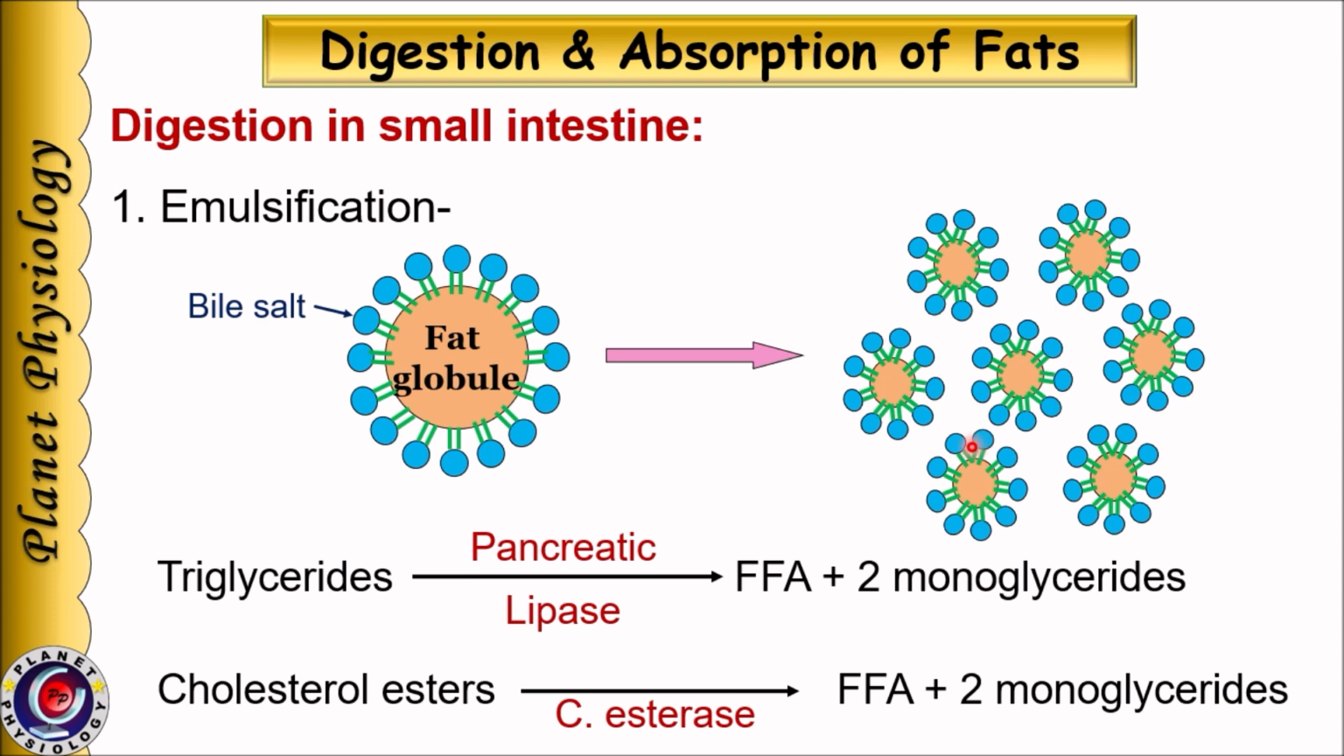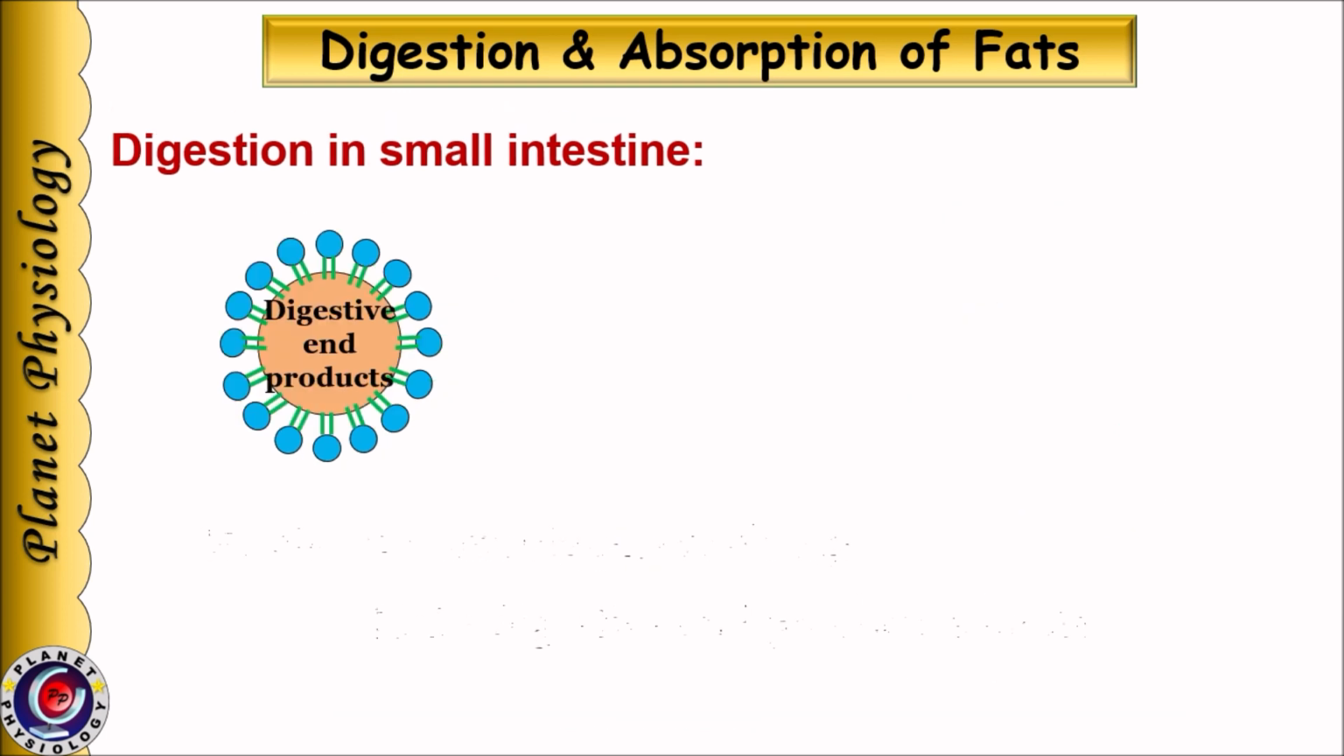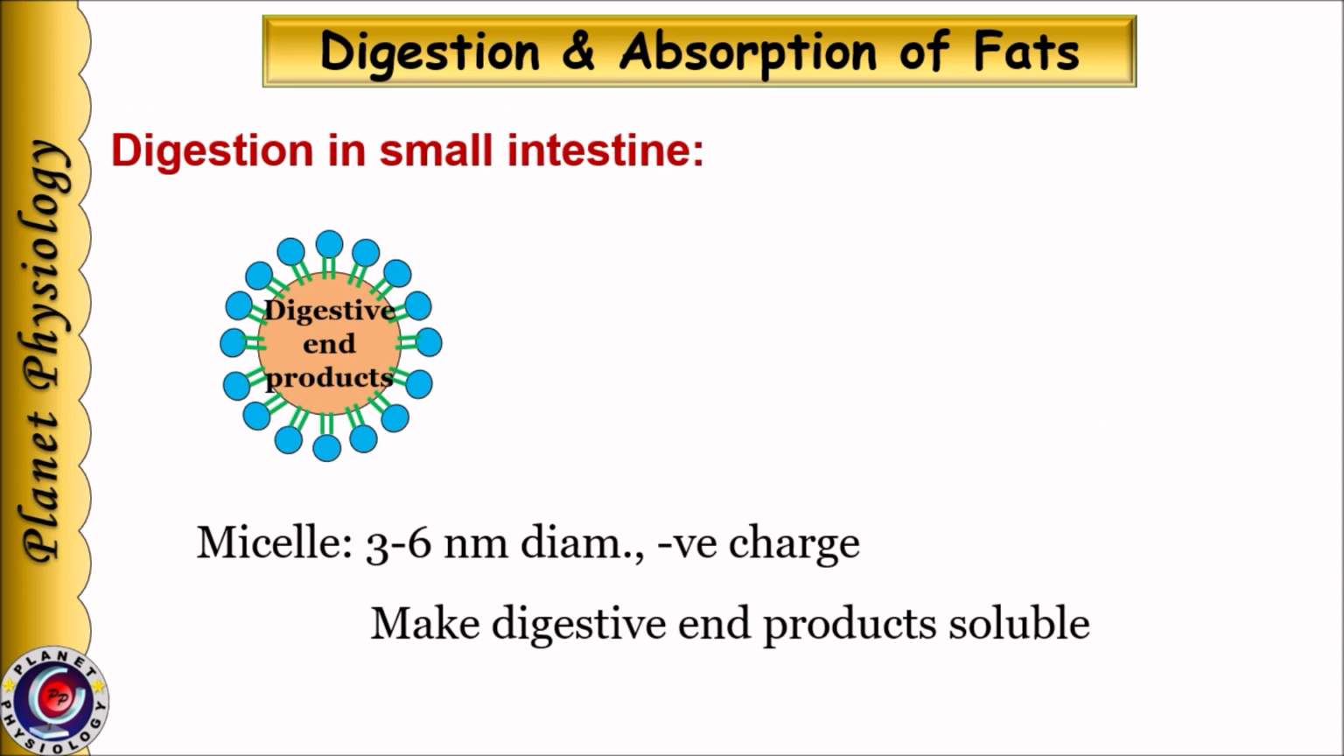Due to emulsification, pancreatic lipase can act on the surface of triglycerides and break them into free fatty acids and 2 monoglycerides. Similarly, cholesterol esterase from pancreatic juice converts cholesterol ester into free fatty acid and 2 monoglycerides. These digestive end products, that is free fatty acids and monoglycerides, are also surrounded by bile salts.